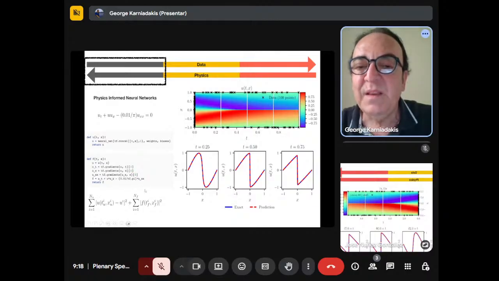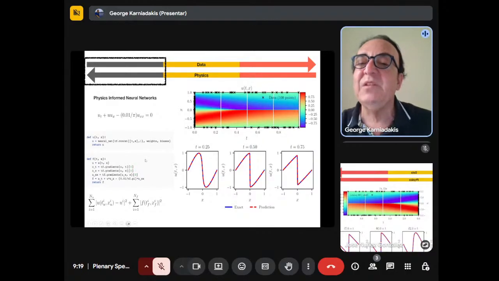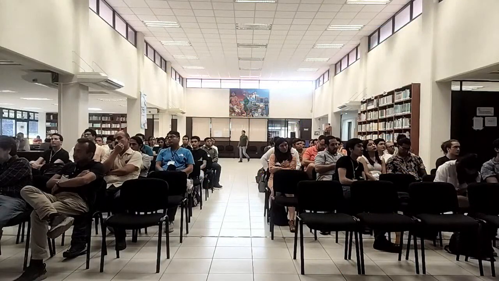and we take the loss function. So you can see the code is very short. It's 10 lines of code. So everything is simplified because we don't have grids. All the derivatives are done using automatic differentiation, using computational graphs.